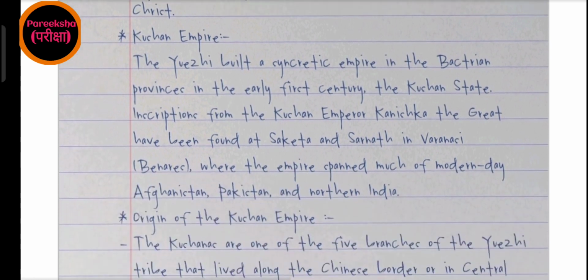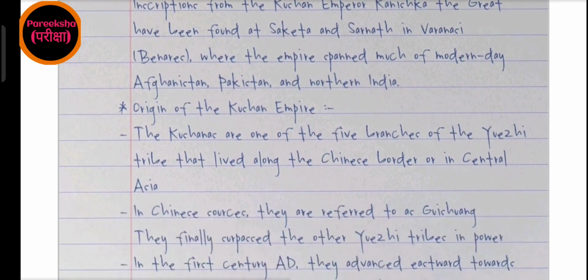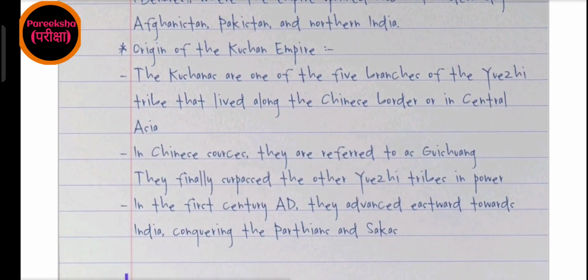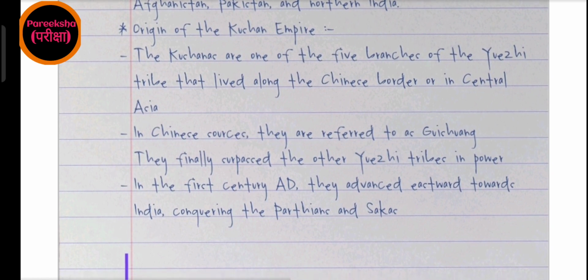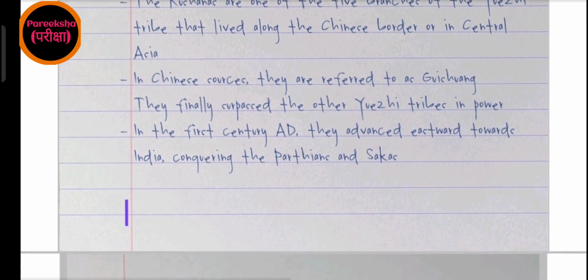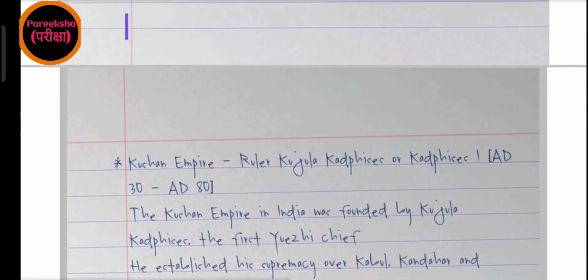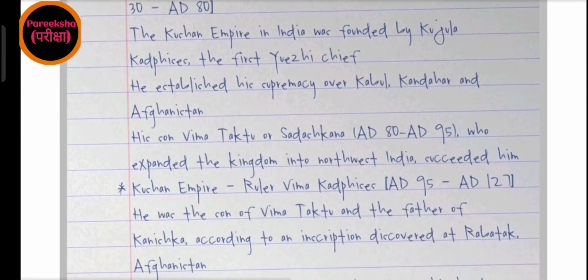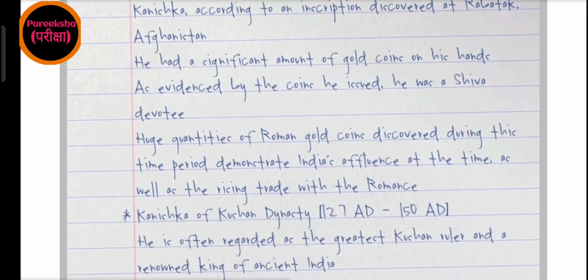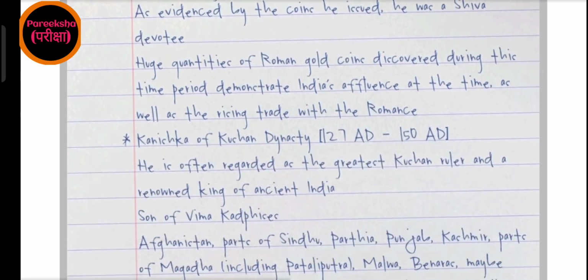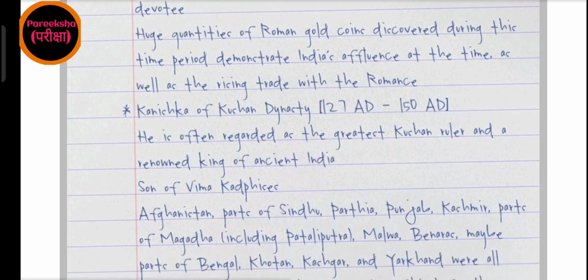कुशाना एम्पायर क्या था उसके बारे में लिखिए, कैसे आया, origin कैसे हुआ कुशाना का, origin of the Kushana. The Kushanas are one of the 5 branches of the Yuezhi tribes that lived along the Chinese border or in Central Asia. In Chinese sources, they are referred to as the Guishuang. They finally surpassed the other Yuezhi tribes in power. Kanishka of Kushana dynasty के बारे में भी आप लिखिए. He is regarded as one of the greatest Kushana rulers and a renowned king of ancient India.